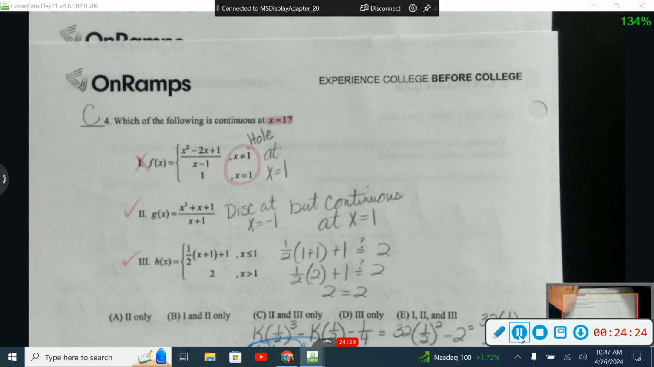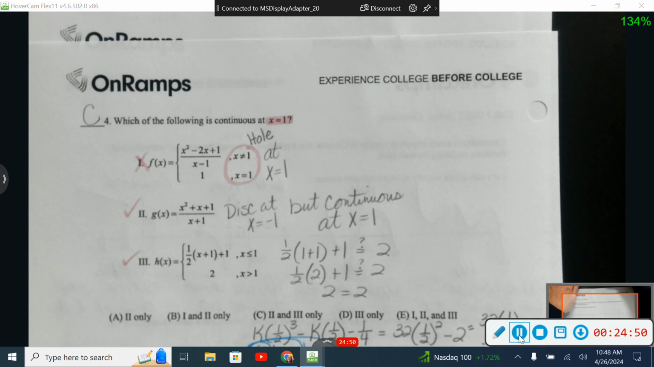And then on choice number 3, we're looking at a piecewise function. So I took 1 and plugged it into both pieces. And what I'm looking for is, are they equal? If they're equal to each other, that means that they touch. So I plugged in 1, and I found out that 2 did equal 2, so it is continuous at 1 on choice number 3. So my answer there is C, 2 and 3 only.